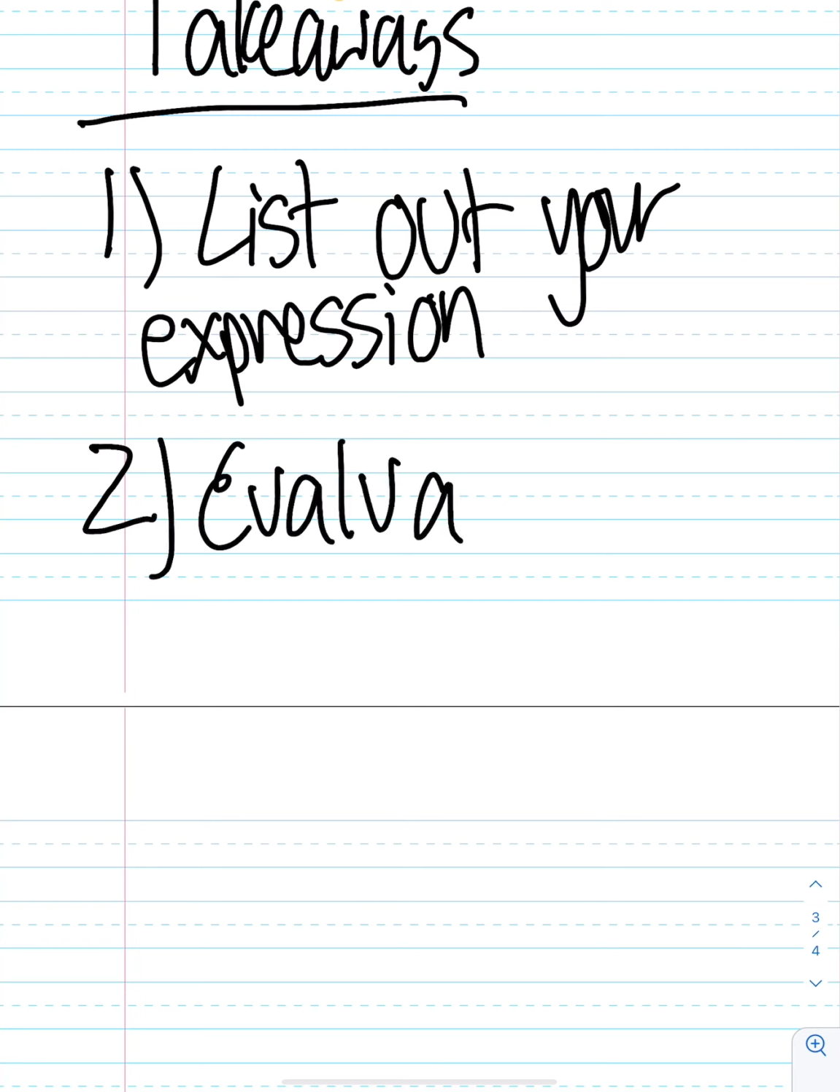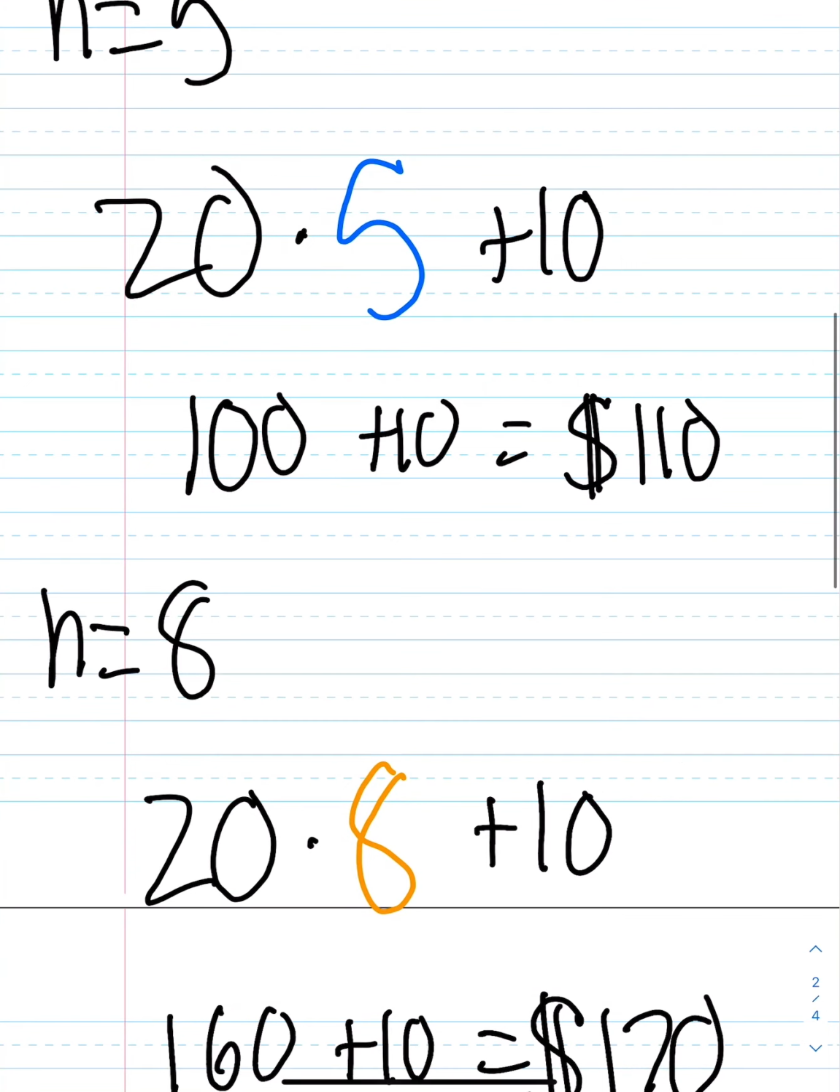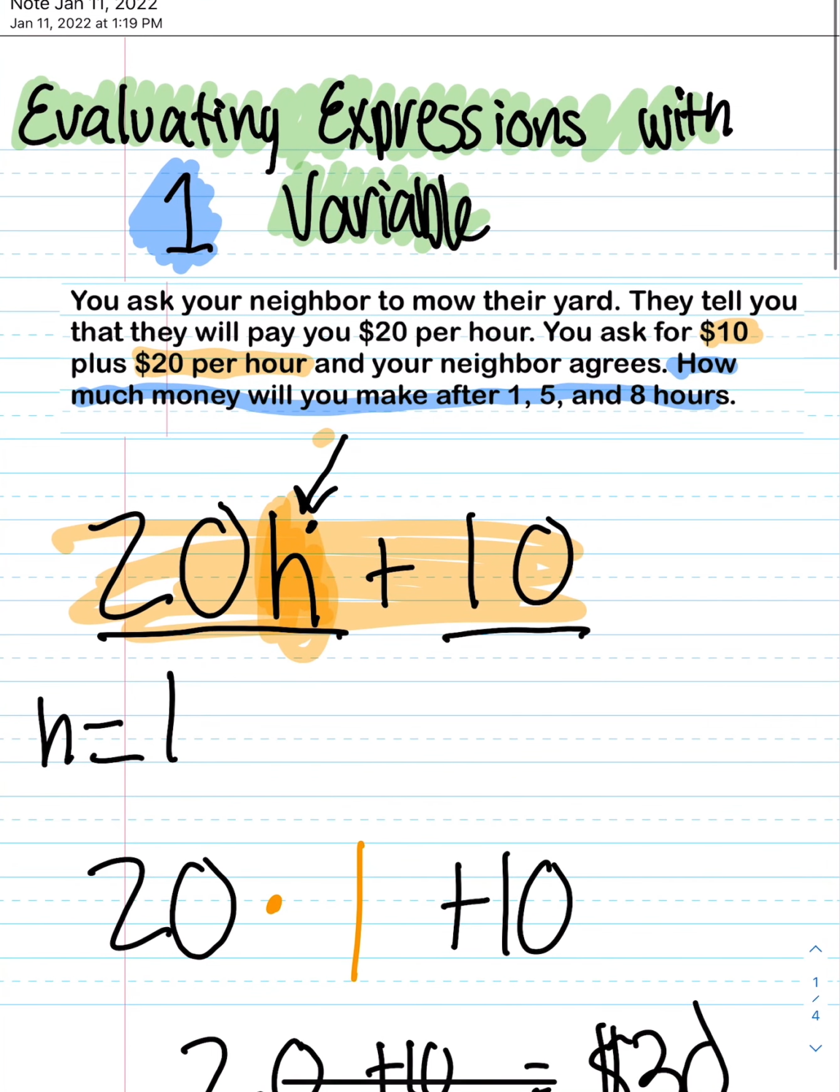Second major takeaway is evaluate at desired values. That sounds very broad, but this also could be in a different number of terms. So, for example, we were asked to evaluate at 1, 5, and 8, and then it's always nice to write those out. So you could write something like at 1, 5, 8.